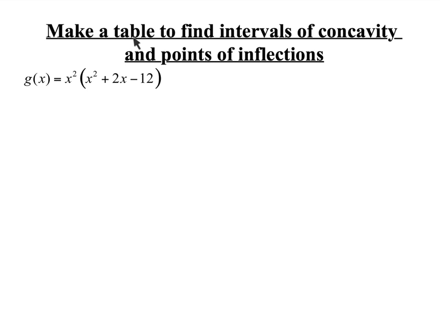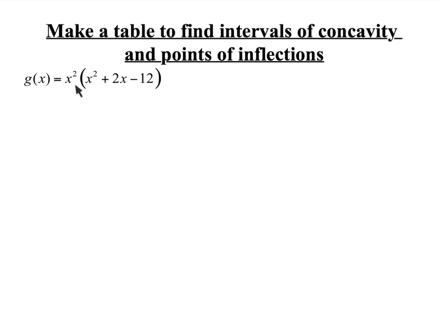If we are going to make a table to find intervals of concavity, and from that table find the points of inflection. So, if we're going to find concavity, you have to understand concavity deals with the second derivative. And then from there, once you have those second derivatives, you can find your concavity. When you see where concavity changes, then you have your points of inflection. So in order to do this, we need to take a second derivative.